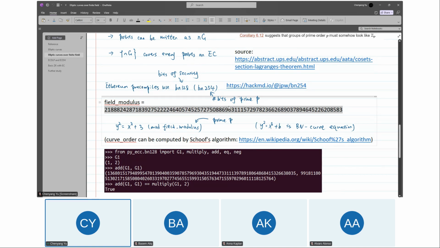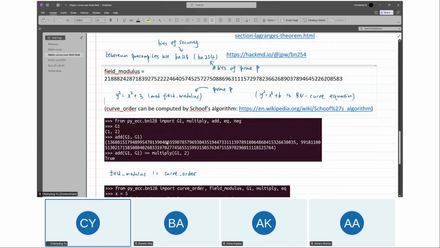So the field modulus is just the prime p I just mentioned. If you have a curve of the form y squared equals x cubed plus b, where b is a constant, this is called the BN curve. This is used by Ethereum precompiles. Therefore, it is the most practical thing you can work with.